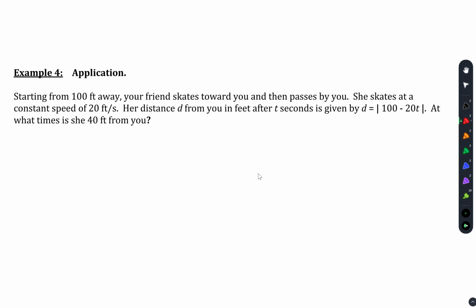So, starting from 100 feet away, your friend skates towards you and then passes by you. She skates at a constant speed of 20 feet per second. Her distance, d, from you in feet after t seconds is given by this absolute value equation. At what times is she 40 feet away from you? So you will probably see a question like this on your test on Monday, where the equation is already given to you. We don't have to write it ourselves. That's really nice. So let's rewrite this so that I can solve it.